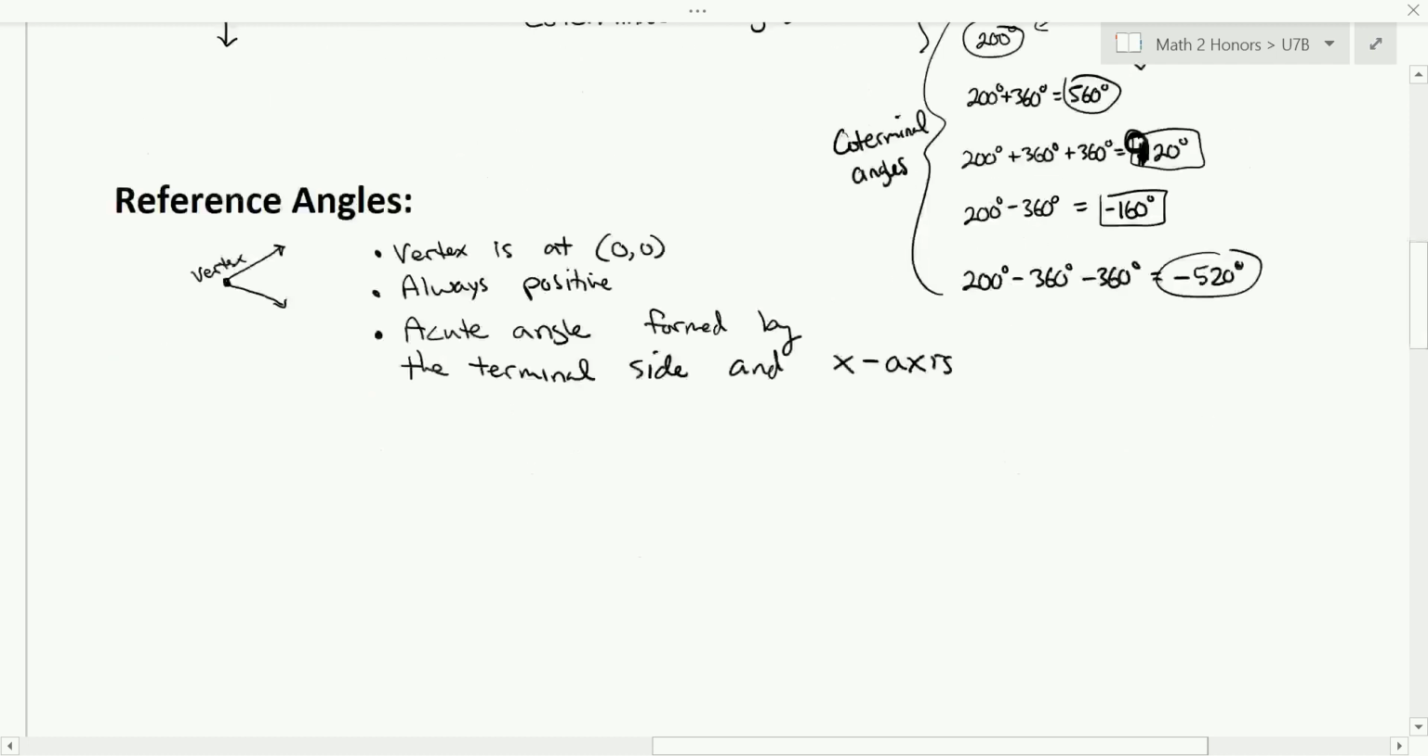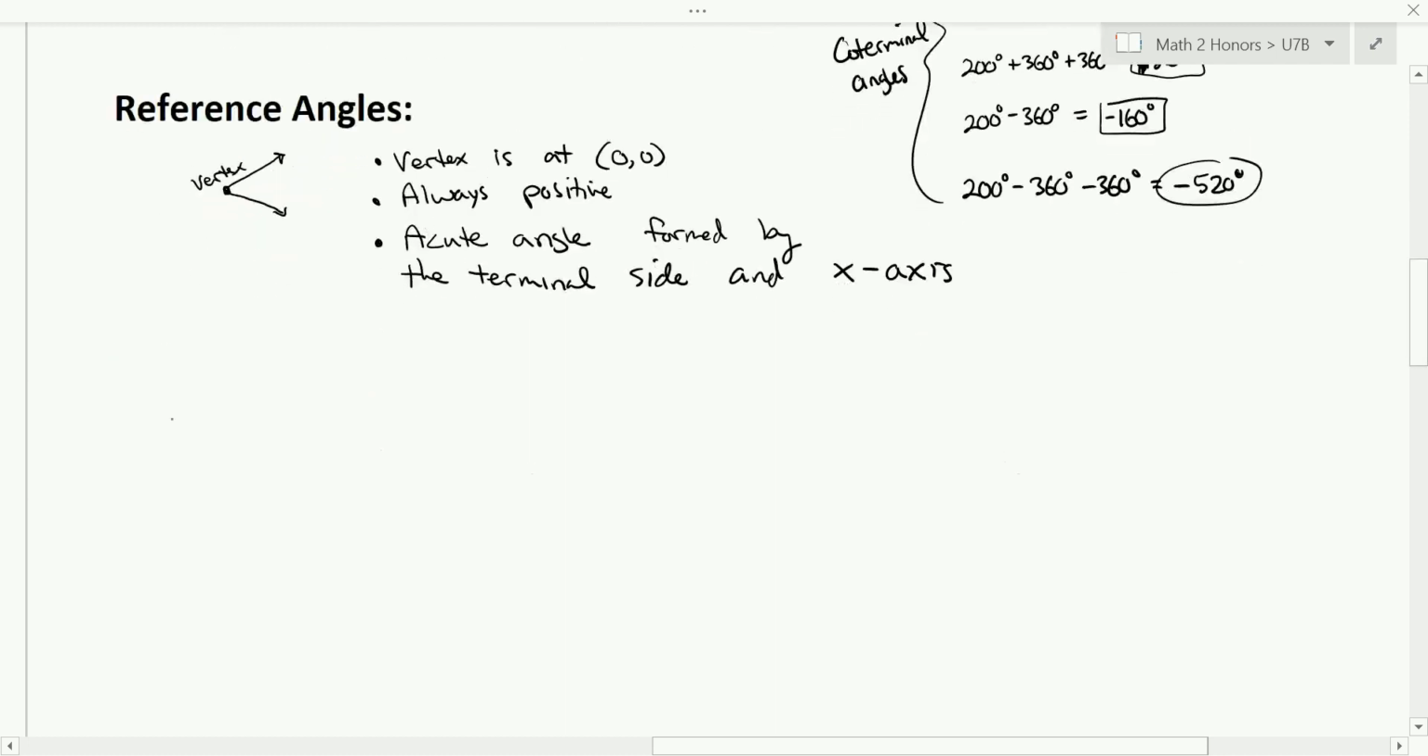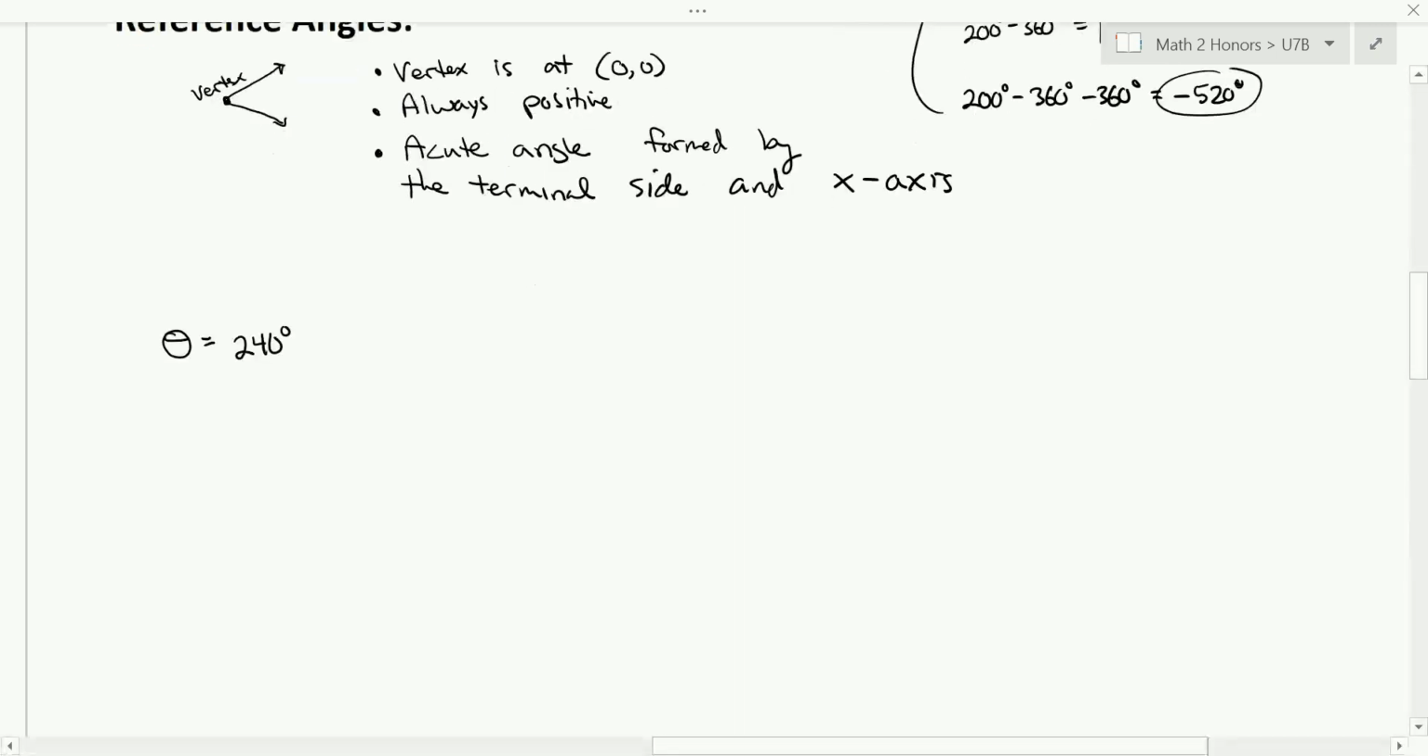So let's take a look here. So let's say I give you an angle of 240 degrees and ask you to find the reference angle that goes along with this angle. Well, you start by plotting this in standard position.